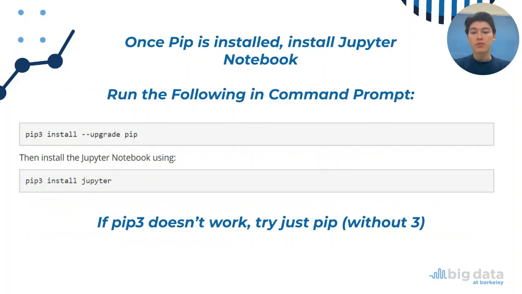And for our last step, we can finally install Jupyter Notebook by running the command pip3 install --upgrade pip, and then the command pip3 install jupyter. Note that Jupyter has a Y, not an I. If these commands don't work, try replacing pip3 with just pip.